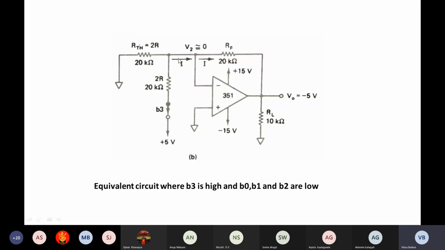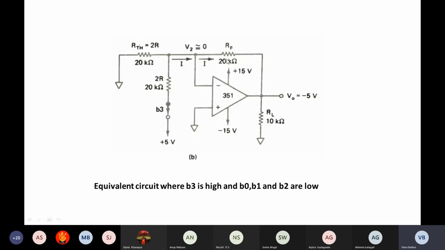This same current is entering the RF node. 5 by 20k gives 0.25 milliampere. So if 0.25 milliampere is coming over here, all the current will enter the feedback resistor. The same 0.25 milliampere gets multiplied with this 20k, that is your RF. So 0.25 milliampere into 20k will be 5k, milli cancels out.